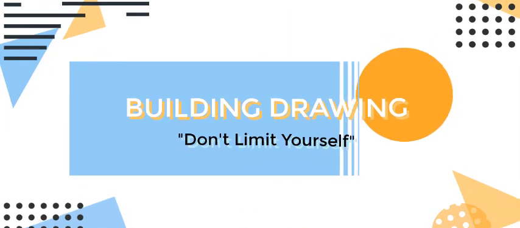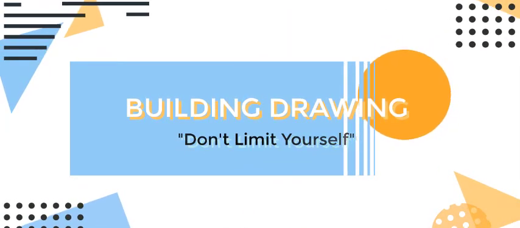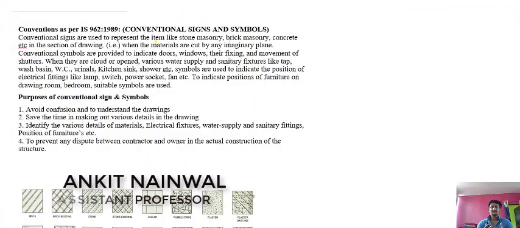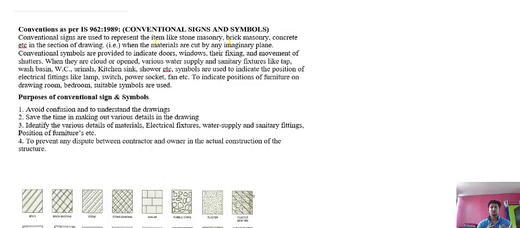Hello everyone, my name is Ankit Nanwal and today we will be discussing the conventional signs and symbols that we use in building drawing. Today I will be telling you about all the types of symbols that we will be seeing for doors and windows, and about the materials that we are using in construction.